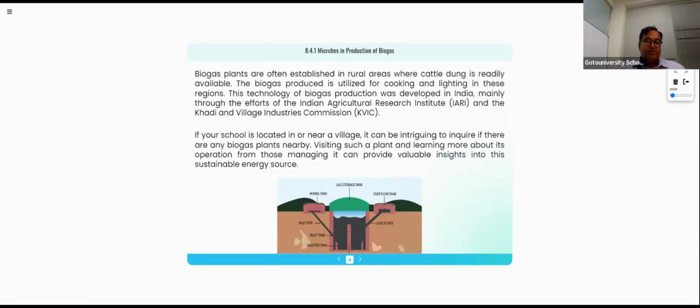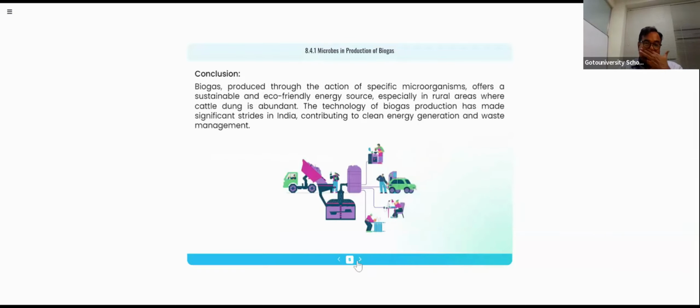Okay, so now we are entering the next area, biogas production conclusion. This technology is used more widely in rural areas. And the second thing is, we know very well that production of methane gas is not the only concern.